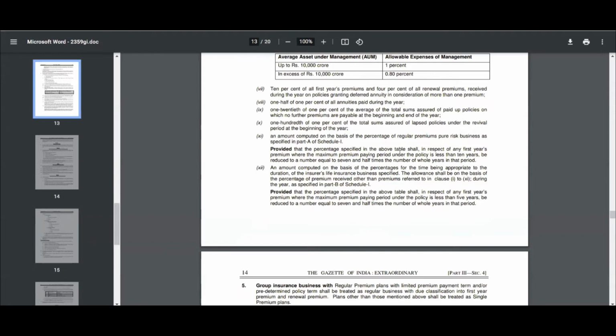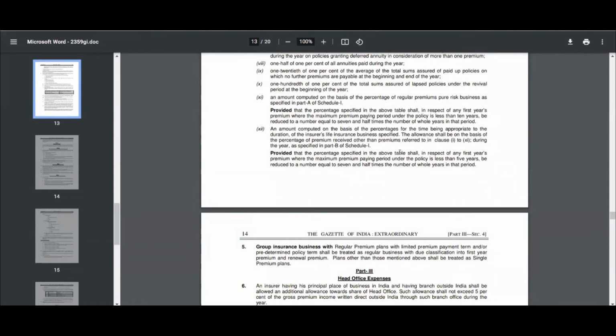Right. So for group policies which are long term, not all group policies are of 1 year duration. For group policies which are long term, those would be classified as first year premium and renewal premium. And the above provisions which we discussed would be applicable for group policies which are only 1 year premium, and those would be treated as single premiums.